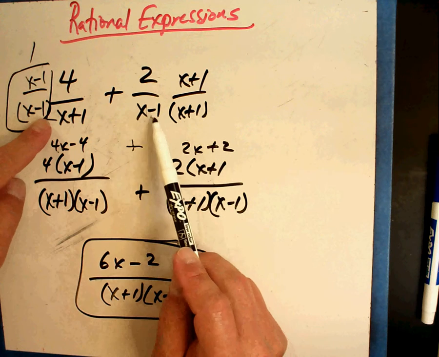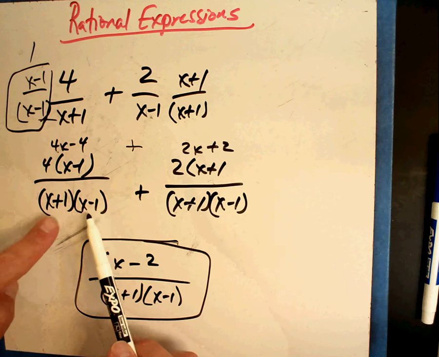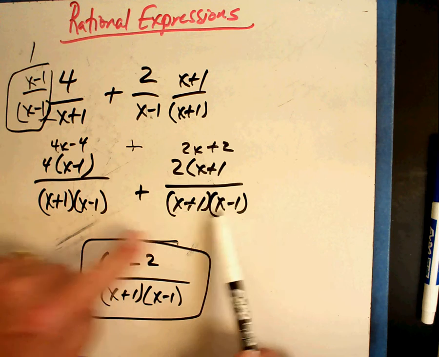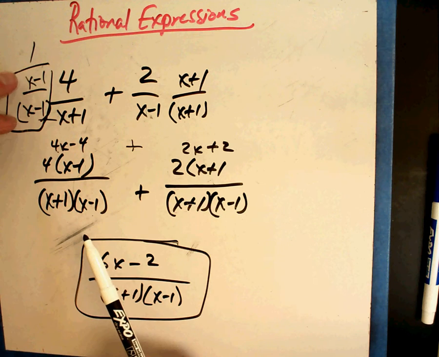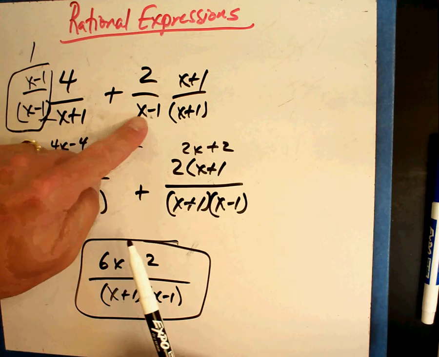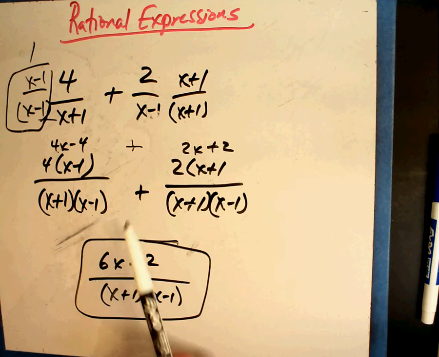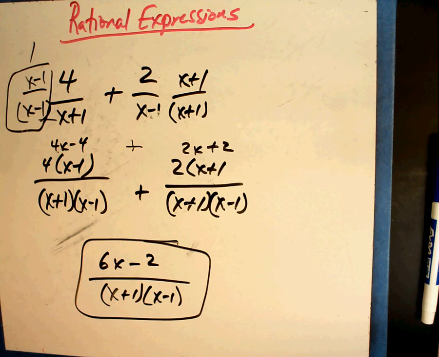So whenever you see two denominators that don't match, make the denominator both of them. And then what does this one need? Multiply the top and bottom by that. What does this one need? Multiply top and bottom by that. Add across, and you got your answer. That's what you do for addition.